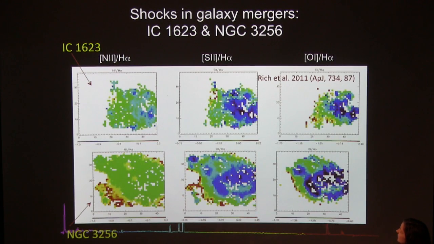In the outer regions, they have high line ratios. S2/H alpha is high, O1/H alpha is high, N2/H alpha is high. Almost all late mergers have this, and this is suggestive of shocks, although it doesn't prove it.